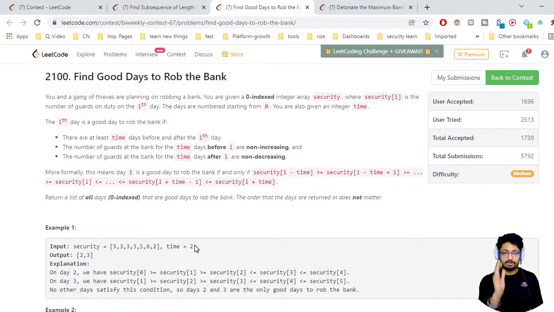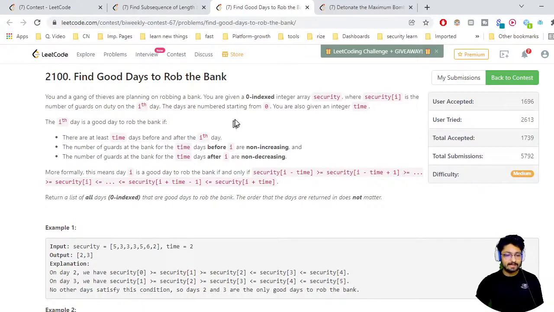So I can only rob a bank if it has time number of days before it. So it should have 2 days before and 2 days after, and they should be available. It means that I cannot rob the first or second bank, because from the third bank I can start robbing, since it has 2 days before and 2 days after. The number can be anything, but there should be that many days.